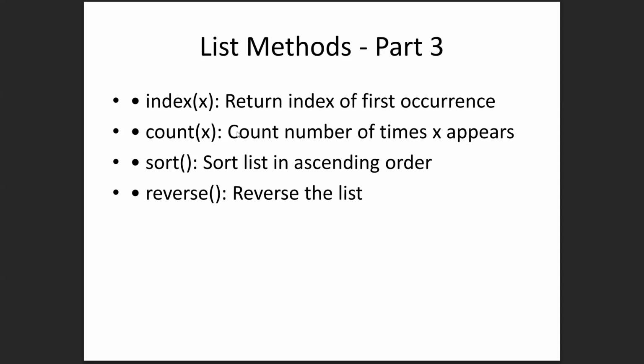So in the first occurrence, it is in the first place, it is already 2 is there. So it will return that first place index. Whatever the index that is occurring first, it will return it. Next one, count of x.